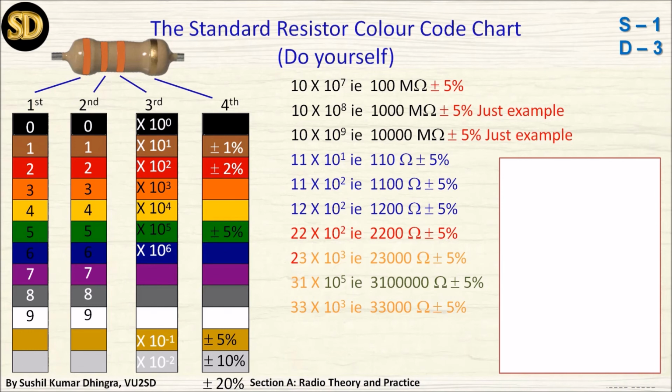Next, watch carefully. Now the fourth color changed to yellow. There is no change on the left side. So 33 is the same, but instead of 10 raised to the power 3, now it is 10 raised to the power 4. So it is 330 kilo ohm.